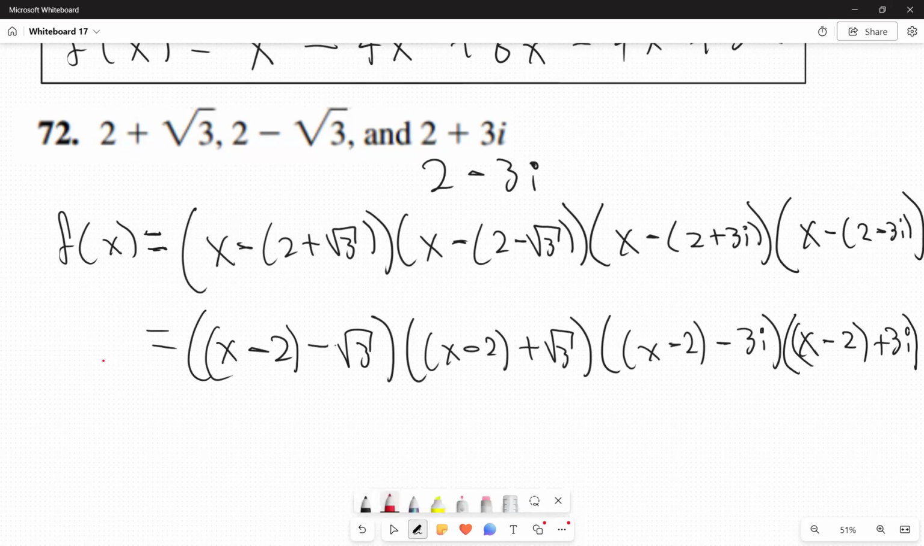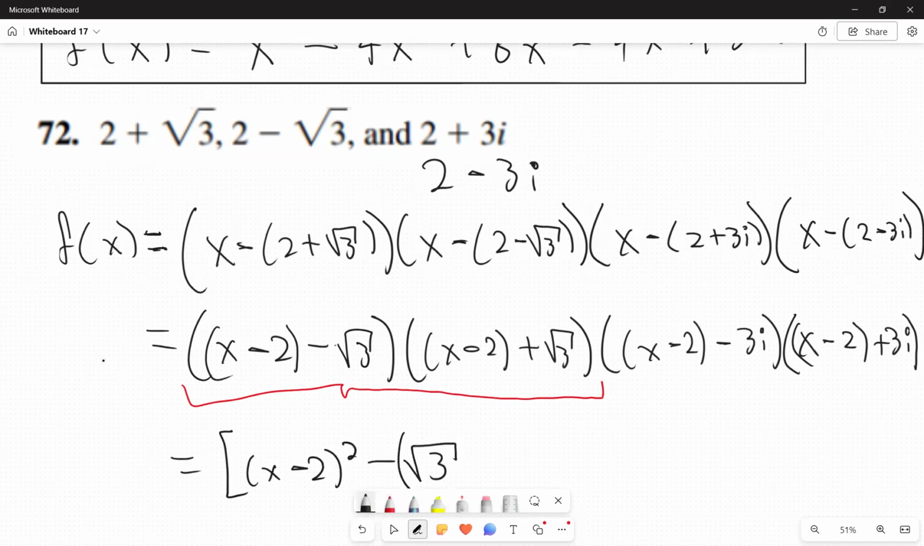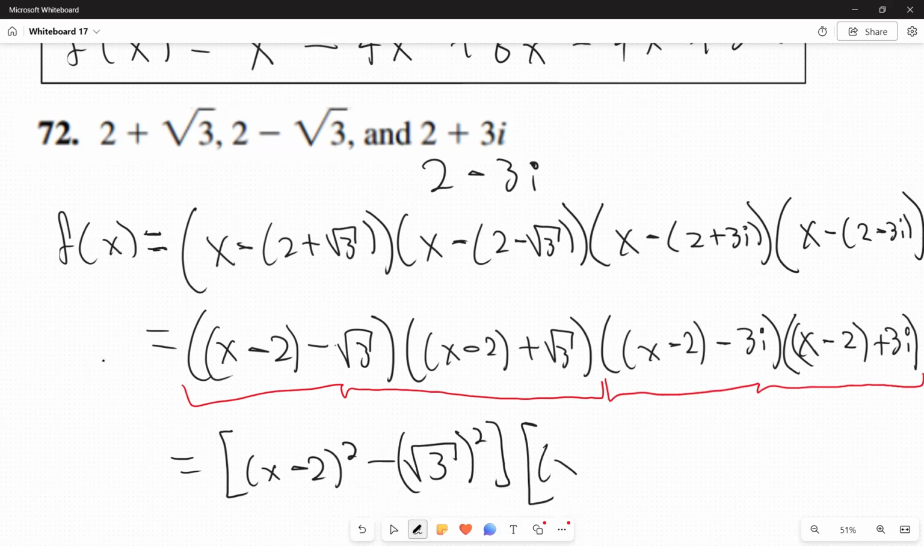So we are going to multiply the first pair as the product of a sum and a difference, and I have x minus 2 squared minus square root of 3 squared, where the square root and the second power cancel. They undo each other. And the second product, we're going to treat this as a product of a sum and a difference. So this is x minus 2 squared minus 3i squared.